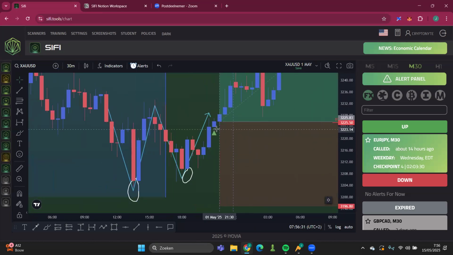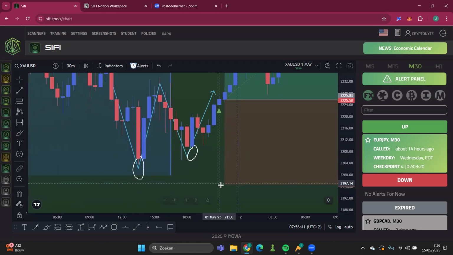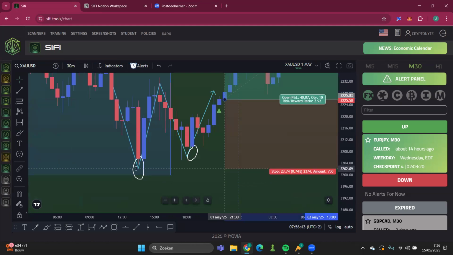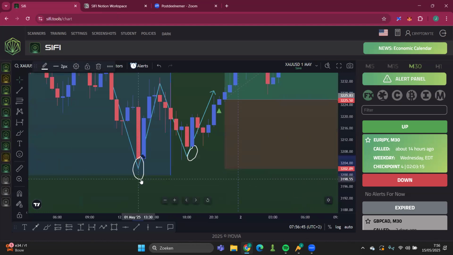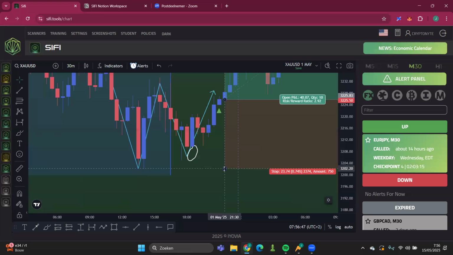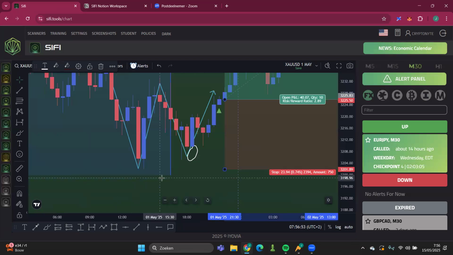Very important. You enter once the candle closes. So this arrow candle, it closes, you enter there on the open of the next one. Our stop loss, we're going to put that below the lowest point of the pullback, the lowest point of the day, basically, or the day before. This is where we're going to put our stop loss.